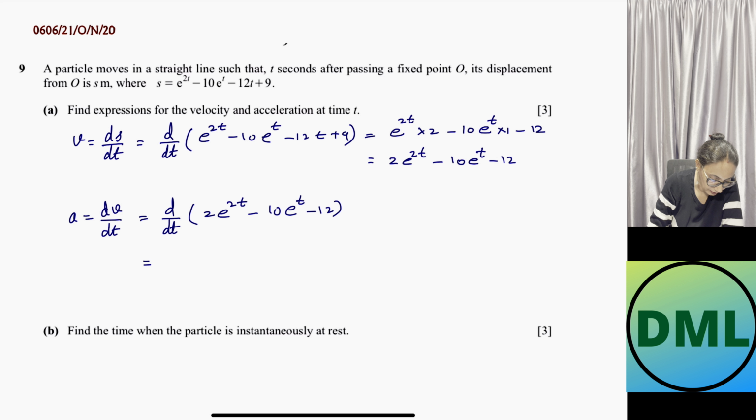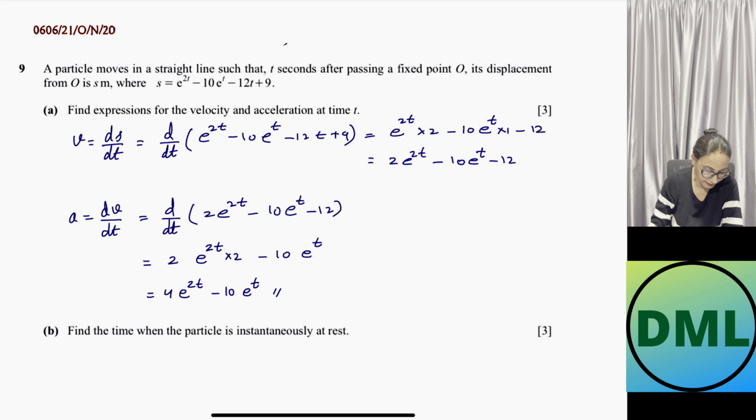Let's write down here. 2 times the differentiation of e to the power 2t is e to the power 2t multiplied by 2, minus 10 times the differentiation of e to the power t, which is e to the power t only. Differentiation of 12 is a constant term, which is 0. I am not writing that. 2 times 2 is 4 e to the power 2t minus 10 e to the power t. That will be your answer for acceleration.